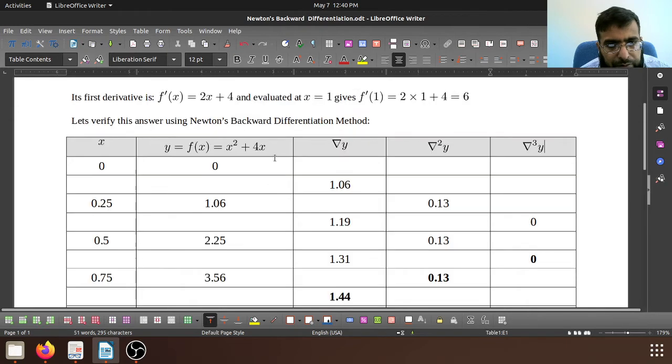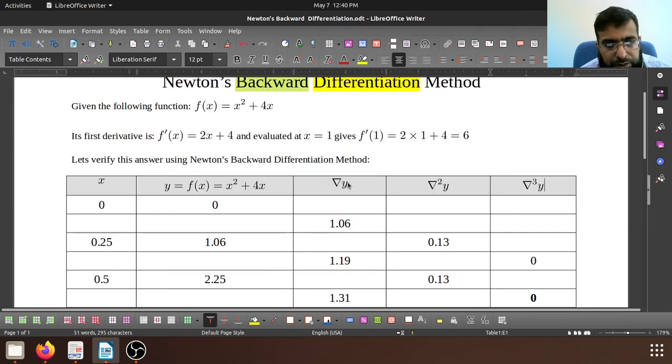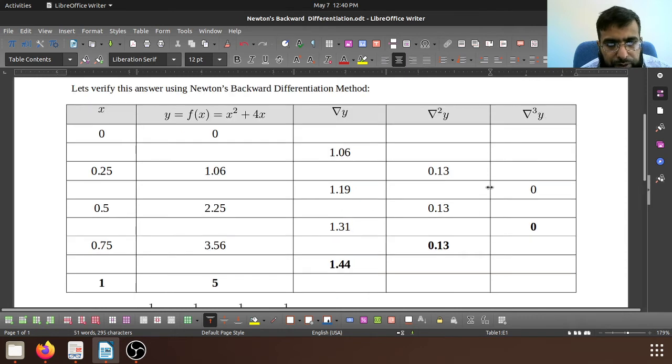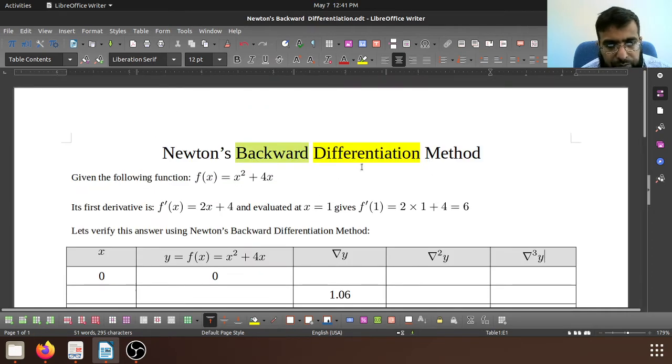The table is the same as we made for Newton's backward interpolation method. We have nabla here, and this nabla y is computed as this y minus this y, by n plus 1 minus y, and the same for nabla squared y, computed as this minus this minus this, and nabla cube y is this minus this and this minus this. Right. So the same way we developed this table when we studied Newton's backward interpolation method.